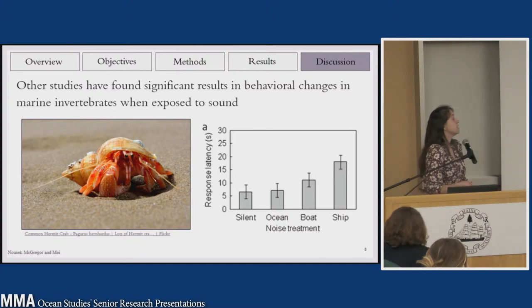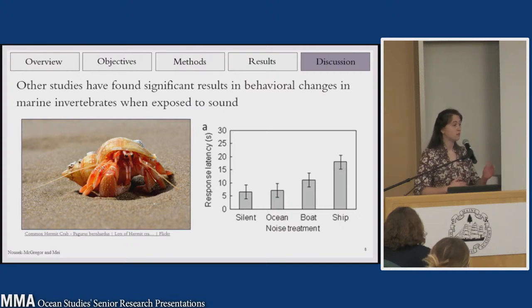So it's important to note that both of these studies used real playbacks of shipping noise as their sound treatment, whereas in my study, I used just a single tone of 200 hertz. This distinction in methodology is important, as I believe that it could mean that hermit crabs in my study were just not affected by a single tone, whereas in other studies, when they were subjected to true playbacks of shipping noise with all the varying frequencies and decibels, that was more of a nuisance for them and caused significant results.